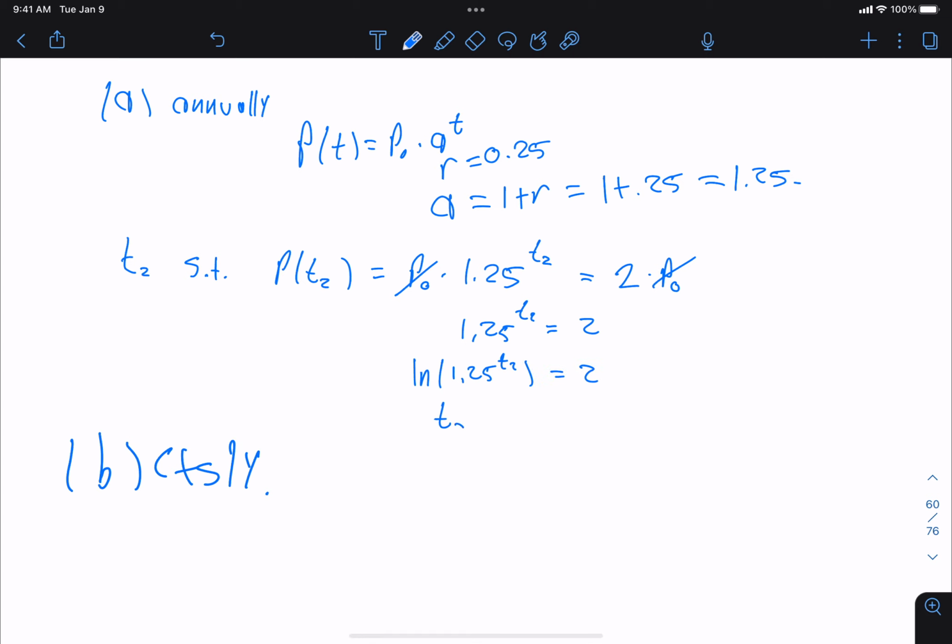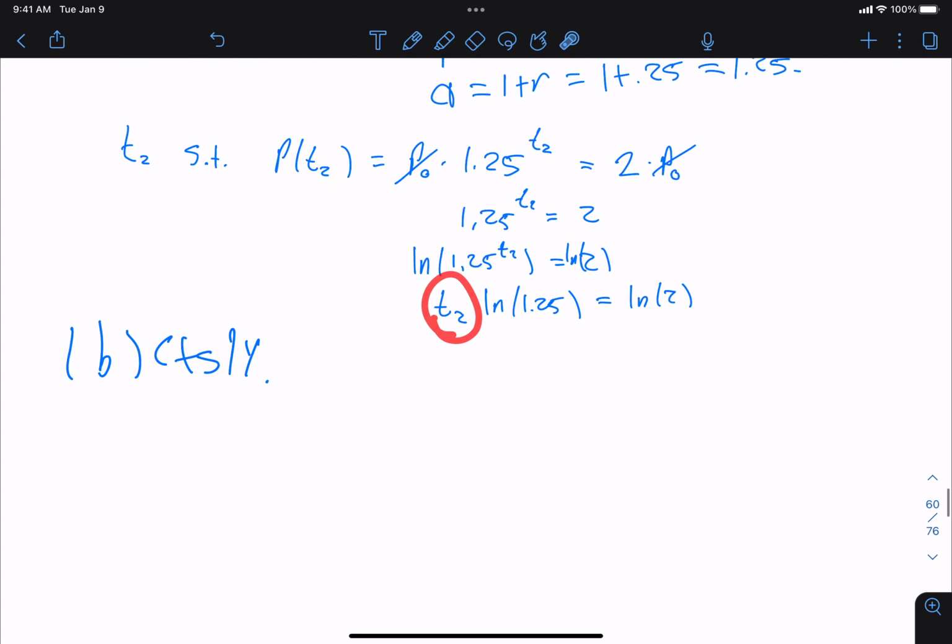And then the T2 comes out. Sorry, ln of 2. The T2 comes out. And then we have ln of 2 on this side still. And now this just has the following form.